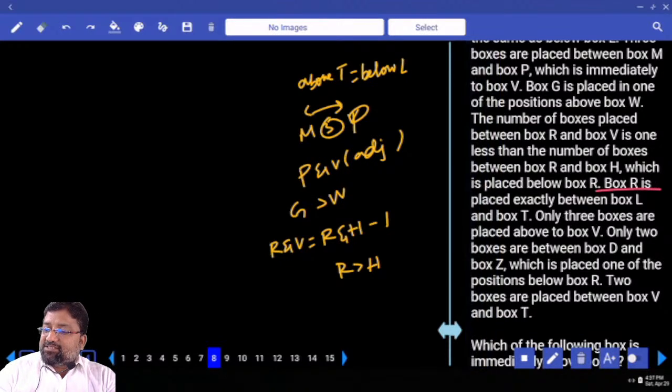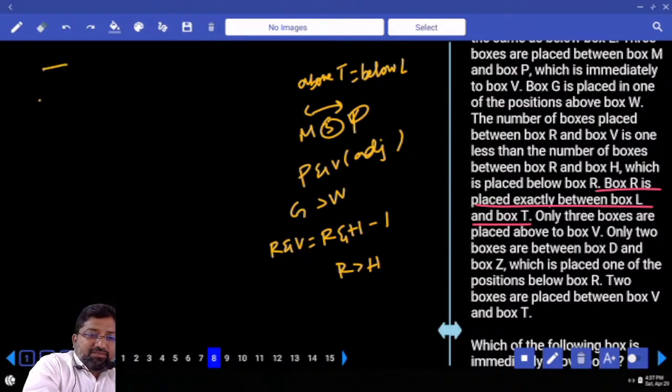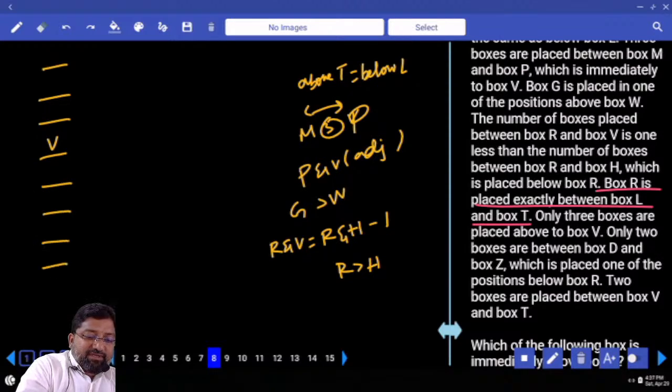Box R is placed exactly between L and T. Only 3 boxes are placed above V. So 1, 2, 3. This is V. Any boxes? 4, 5, 6, 7, 8, 9, 10 and 11.